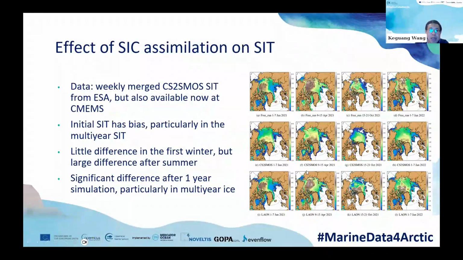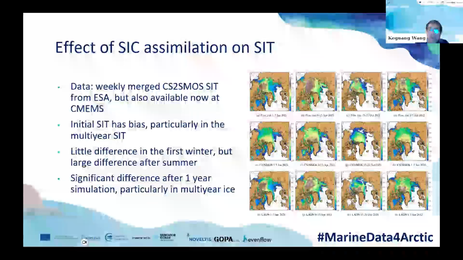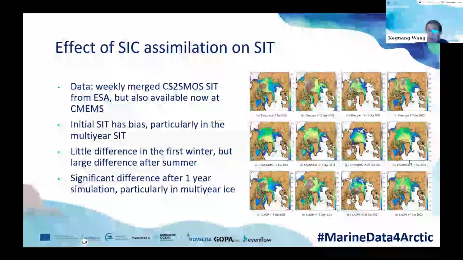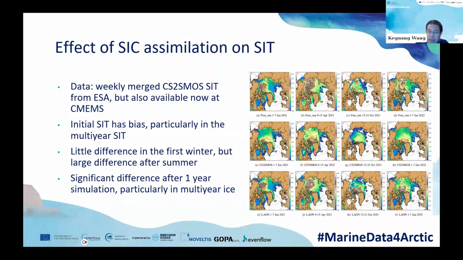Similarly for the sea ice thickness, this is from CryoSat-2 SMOS ice thickness. It's weekly, and this data is not assimilated, of course. This is the initial field from the free run, and this is the assimilated one, and we see this initial field has some problems, but after the data assimilation, after like 1 year, we see this is quite close to the observations, whereas with no data assimilation it still keeps quite a large bias in the field.